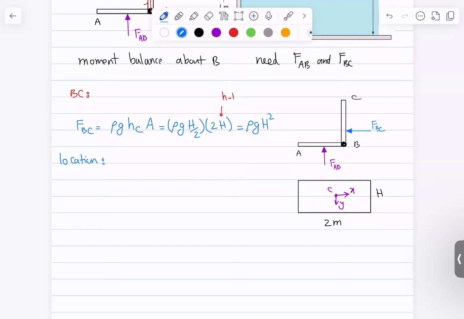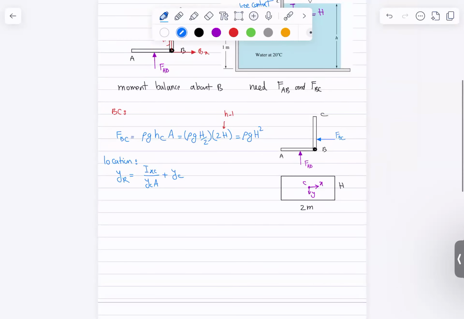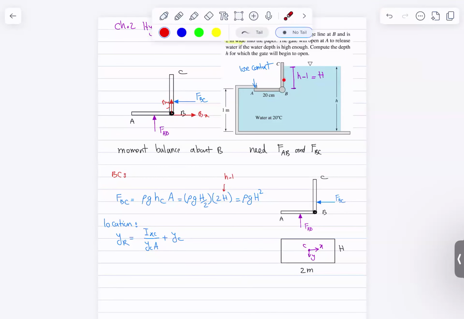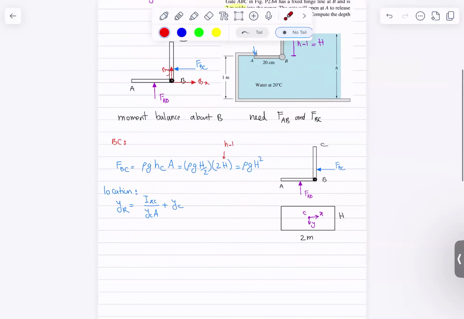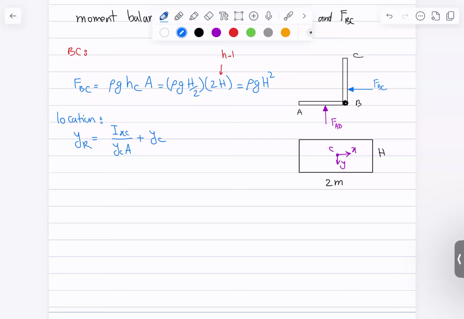So YR is basically IXC divided by YCA plus YC. YC is the vertical position of the centroid in the plane of the gate, right? In this case, because the gate is vertical, Y is the same as Z, or depth. So it's a bit easier.